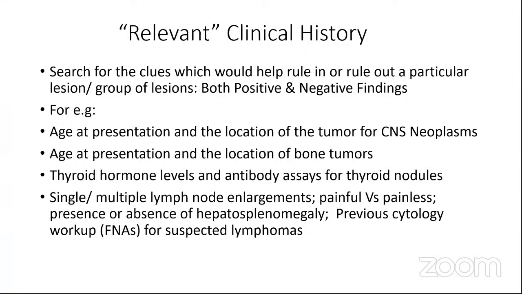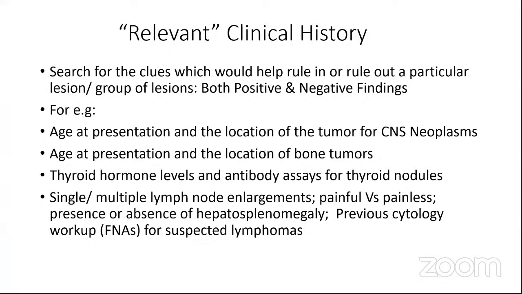For example, in a CNS neoplasm case, the age at presentation and the location of the tumor would be important. The third most important thing may perhaps be the radiological impression. So essentially, before evaluating any slide of CNS neoplasm, when you know the age, the location, and the radiological findings, you would essentially be able to arrive at a narrow list of differential diagnoses before you start the microscopic evaluation.